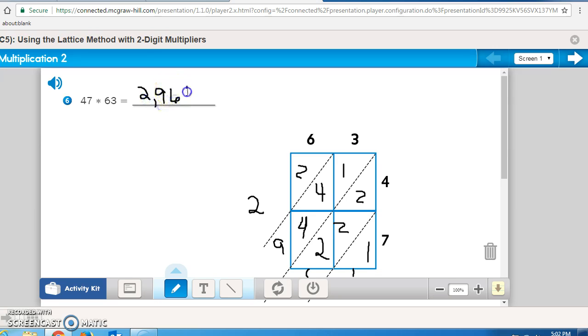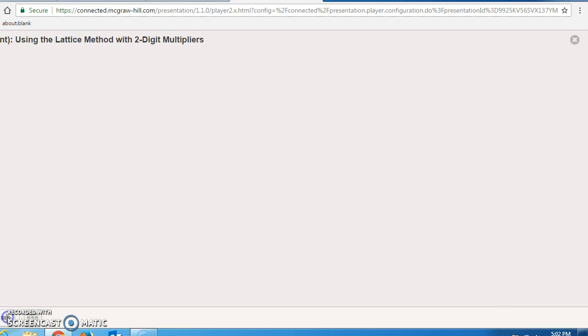2,961. Make sure if you have 2 digit by 2 digit, you have 2 columns. Columns go up and down, and you have 2 rows. Rows go across.